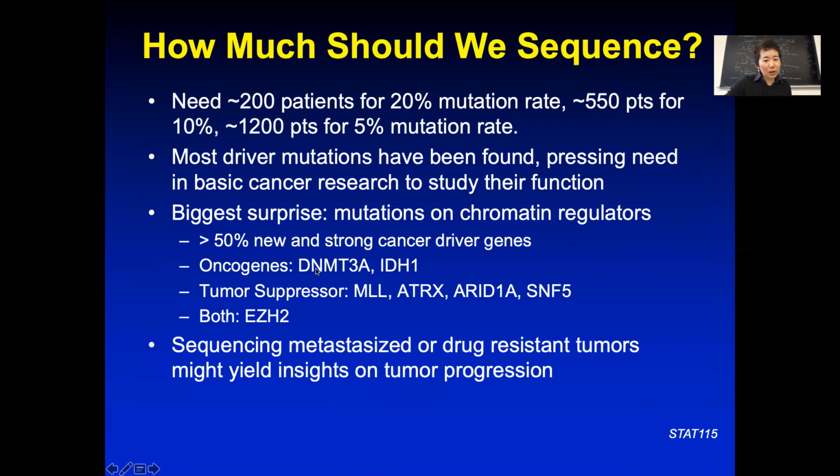There are some that are oncogenes. This is for DNA methylation. This is kind of related to DNA methylation. These ones are tumor suppressors when they are mutated. And some genes can be both, say oncogenes in solid tumor, but tumor suppressor in, say, lymphoma.